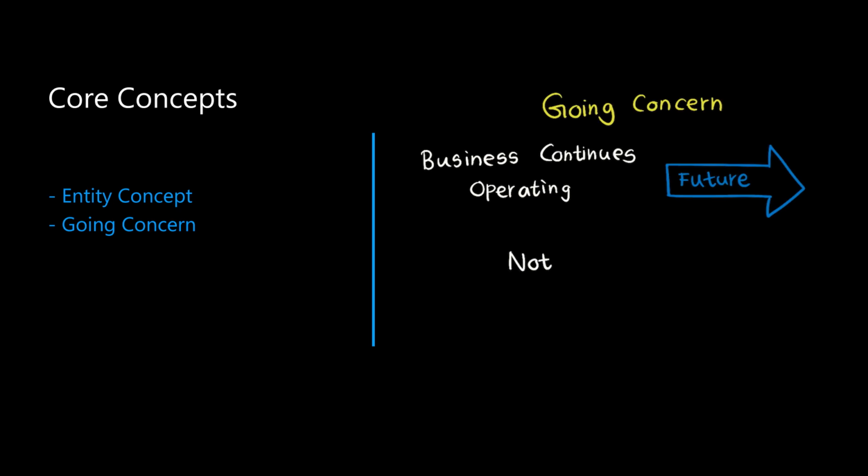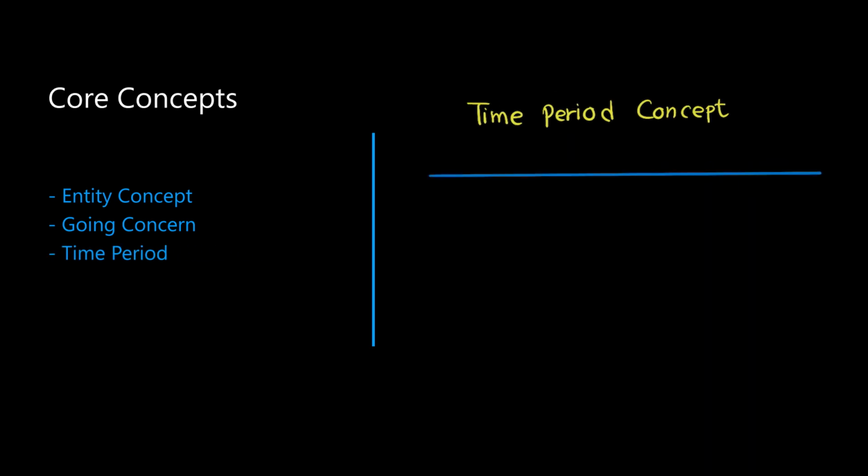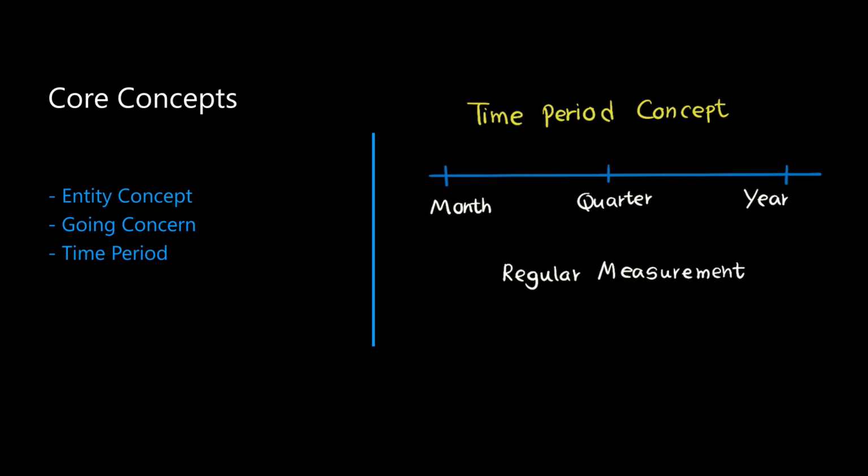This matters because we value assets as if the company will use them, not as if we're about to liquidate everything in a fire sale. The time period concept divides the ongoing life of a business into artificial time periods like months, quarters, or years. This lets us measure performance and position at regular intervals instead of waiting until the business closes to see how it did overall.